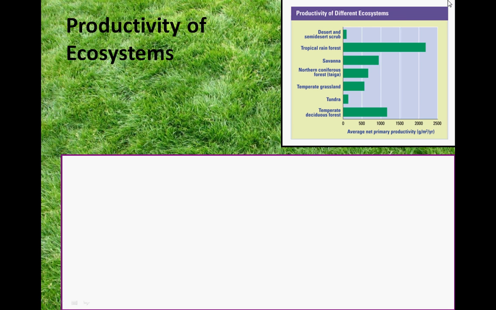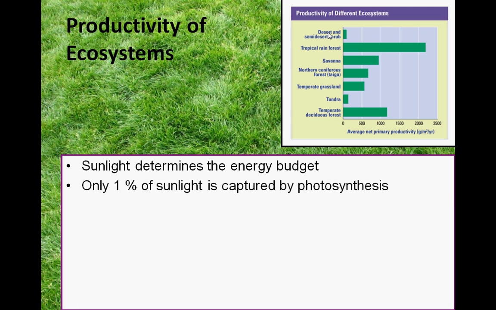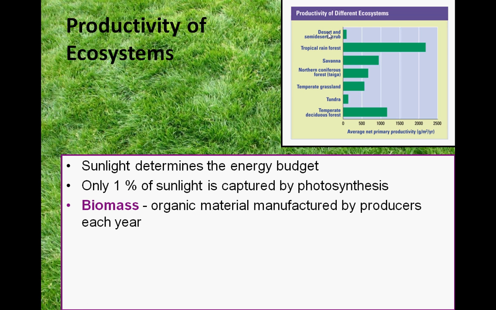Take a look at this diagram. This shows you the different productivity of different kinds of ecosystems. So what we live in is a temperate deciduous forest, and there's tropical rainforest. You can see a desert doesn't have hardly any productivity. Productivity is determined by photosynthesis and the sun. And what we consider productivity is how much the producers are making, how much food they're making. If they make lots and lots of food, or if there's lots and lots of plants, then we say it has a high biomass, and we say that it's got high productivity.